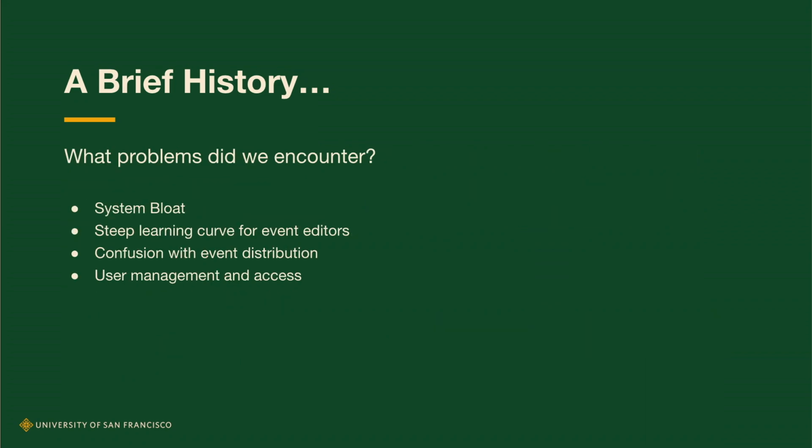So what problems did we encounter? The big thing that we noticed was there was a lot of system bloat because we were building this whole event system in with our regular website. The event editors weren't necessarily savvy when it came to Drupal. So there was a steep learning curve for event editors to actually learn Drupal and be able to use the system. It was also a little bit confusing as far as event distribution because everything was on the marketing website. Event editors were confused: if I want it on this website, do I need to go here to edit? It just caused a bit of confusion. And then user management and access was also a little bit cumbersome in the sense that we had to essentially create a permissioning system for the events and also create a permissioning system for regular website editors.